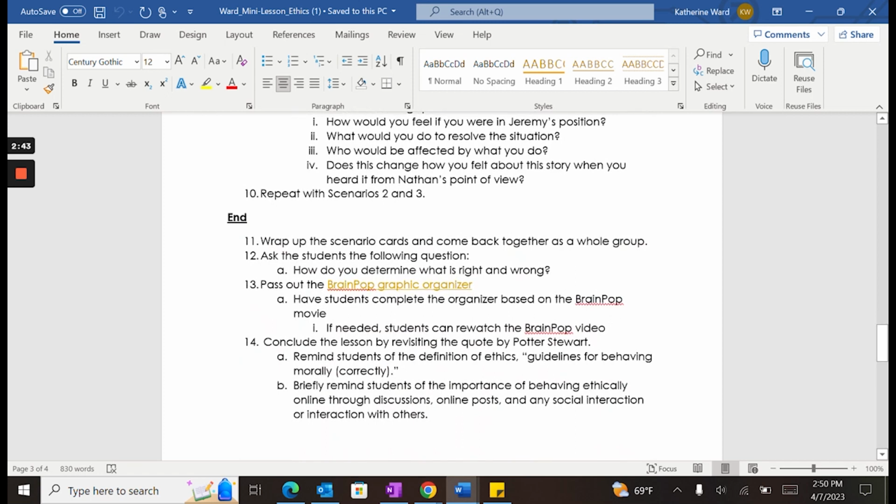We wrapped up the lesson by coming back together and talking to the students about how they determined what was right and what was wrong. And then students completed the Brain Pop graphic organizer. If needed, they could rewatch the video. And then we took a quote by Potter Stewart on guidelines for behaving morally and ethically.